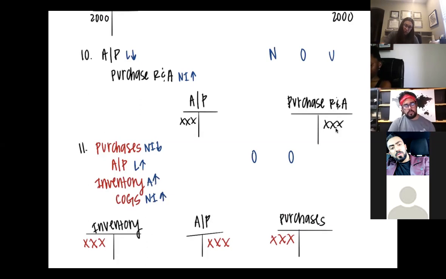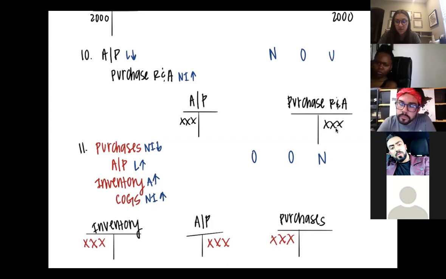So net income is no effect because the purchases lower it and the COGS increase it by the same amount. Does that make sense? Everyone good on that?